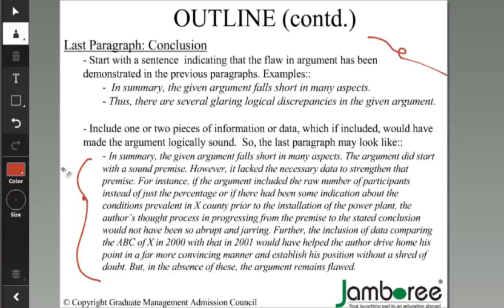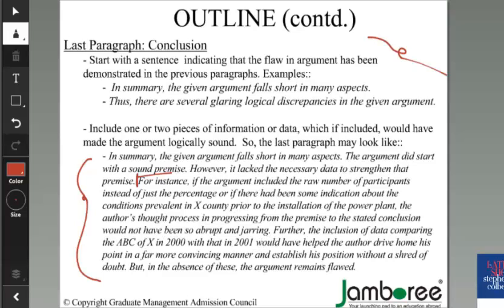In summary, the given argument falls short in many aspects. The argument did start with a sound premise. However, it lacked the necessary data to strengthen that premise. For instance, now this is the important part, as I said, you have to give at least a couple of points using which the argument can be strengthened or could have been better. Like, if the argument included the raw number of participants instead of just the percentage, or if there had been some indication about the conditions prevalent in X county prior to the installation of the power plant, the author's thought process in progressing from the premise to the stated conclusion would not have been so abrupt and jarring.